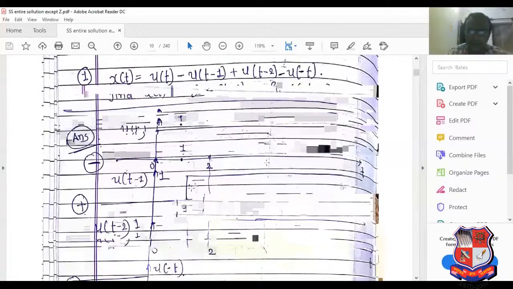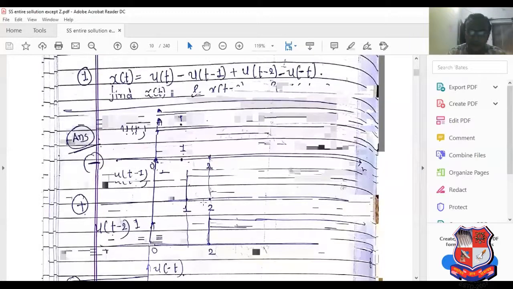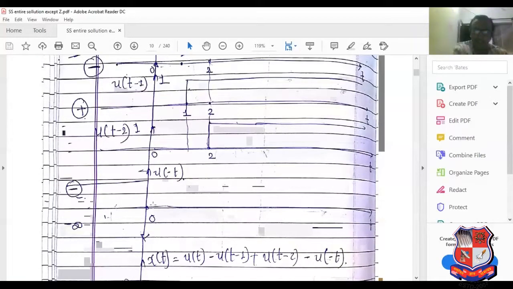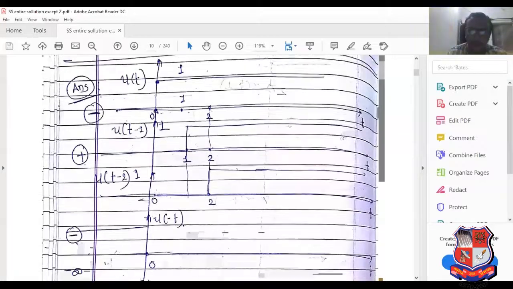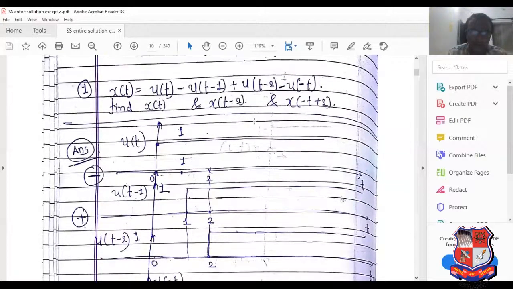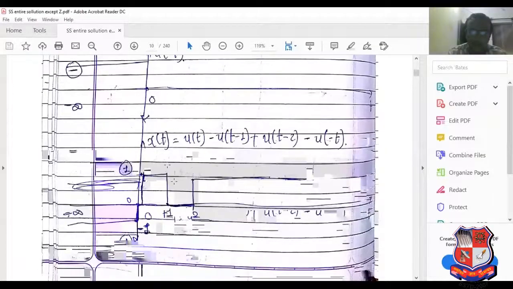U of t minus 1 starts at t equal to 1, amplitude is 1, and we can get this graph. See this, u of t minus 1. U of t minus 2, so amplitude is 1 at t equal to 2. And u of minus t is the opposite with respect to each other. Now if you add and subtract, we can get this particular graph.